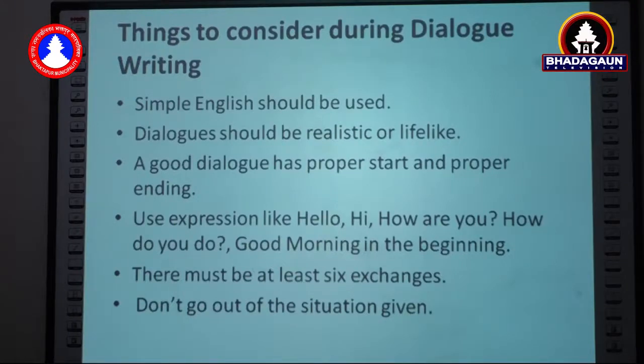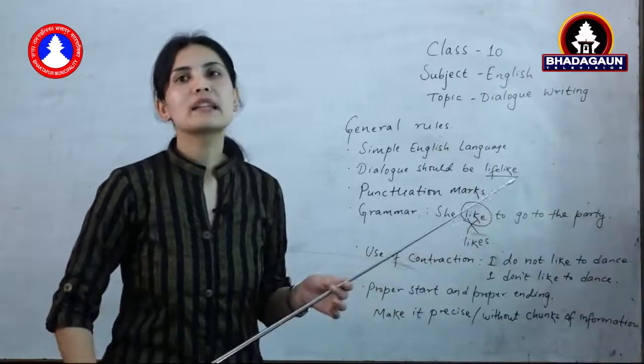So first of all, we have to start with hello, hi, how are you, how do you do, good morning in the beginning. So these work as the proper start of the dialogue. All right. So focus on having at least 6 exchanges in the dialogue. There must be at least 6 exchanges. You can go more than 6 exchanges, but you shouldn't be less than that.